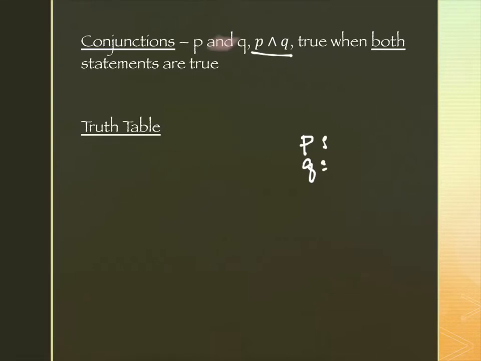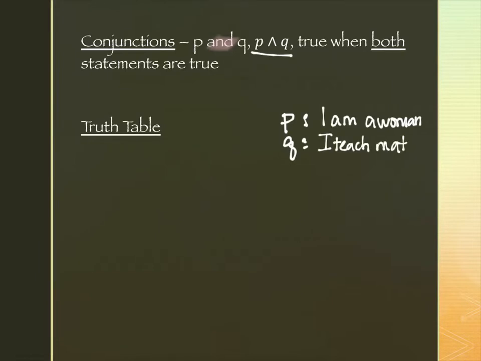So we're going to create a truth table, but it will help us to create the truth table if we have a little bit of context to think about as we work through it. So I'm going to create a couple of statements that are just kind of some dummy statements so that we can talk together about these ideas. So my P statement is going to be, I am a woman. And my Q statement is going to be, I teach math. And I'll show you how we're going to use those.